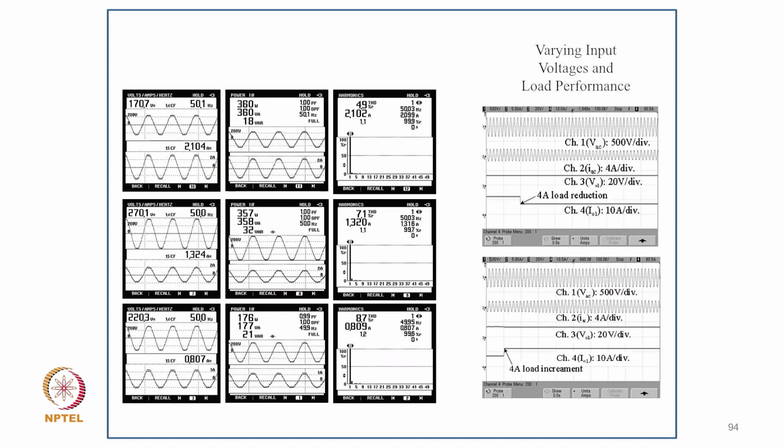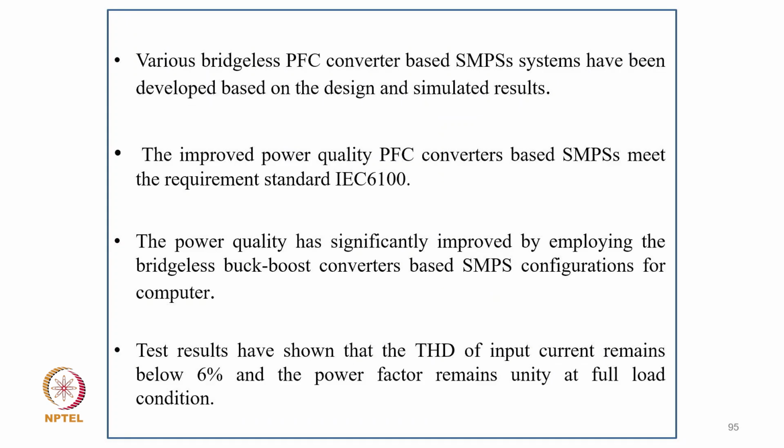And this is the case when typically we have a variable voltage, 170 to 270 volt, and still the power factor is close to unity in all cases, and THD also remains even less than around 8%, less than 10%, under varying load condition. So here various bridgeless PFC converter based switch mode power supply systems have been developed based on the design and simulation result.